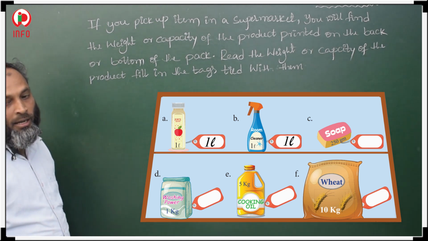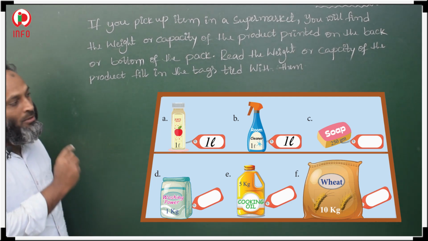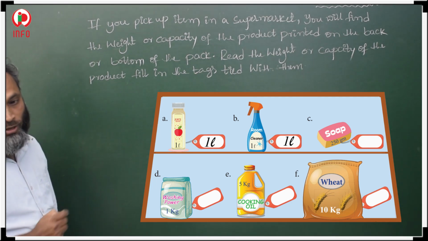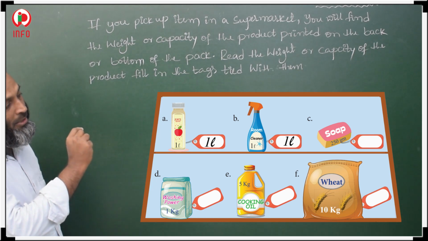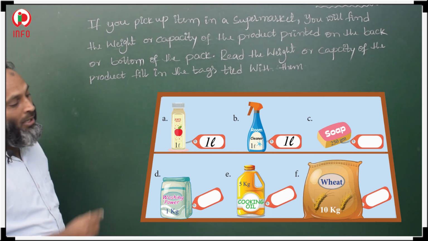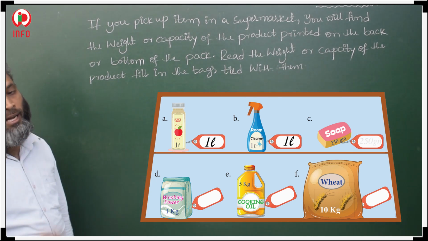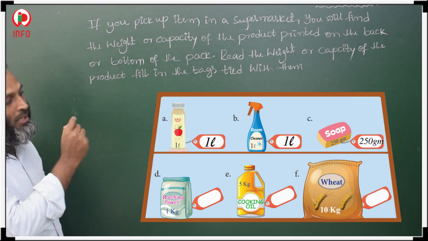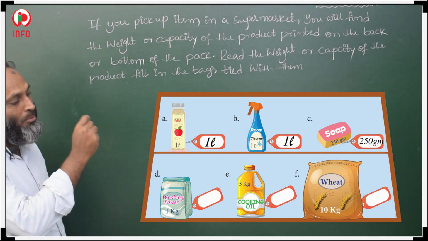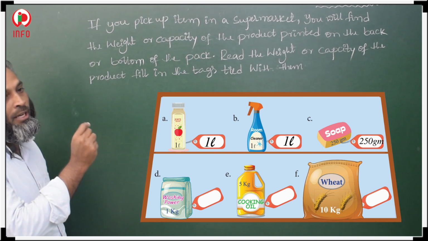Okay, and after that the third product, soap, is given. What is the weight on the bottom? On the bottom it is written 250 gram. So that 250 gram we should write on the tag. The soap has a tag, so on the tag we should write 250 grams.